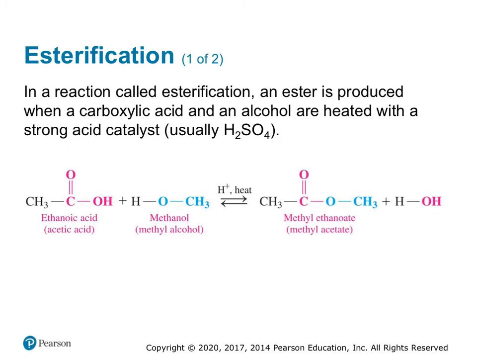In a reaction called esterification, an ester is produced when a carboxylic acid and an alcohol are generally heated with a strong catalyst. The catalyst is usually an acid like sulfuric acid. So here we have acetic acid. Here's my 2 carbons with the carboxylic acid part. Here I have methyl alcohol or methanol, 1 methyl group, and then my OH.